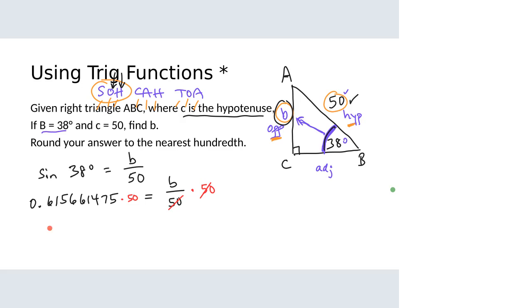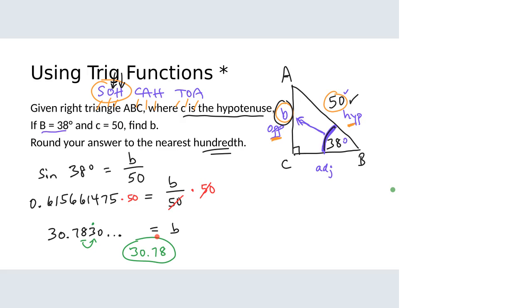And I get 30.7830, and that keeps going. That's equal to b. And I'm told to round to the nearest hundredth. So we will find the hundredths place, look one space to the right. That's 4 or lower. So we're going to round this down to 30.78.